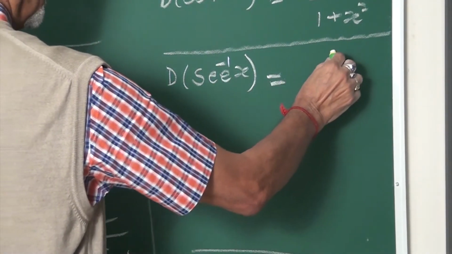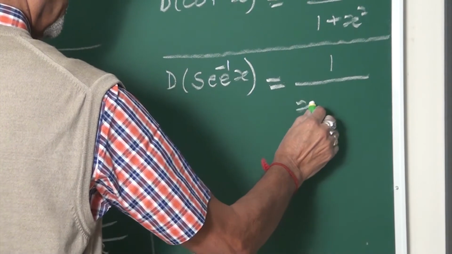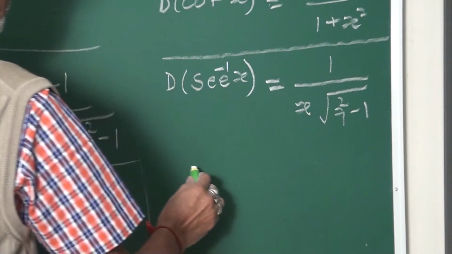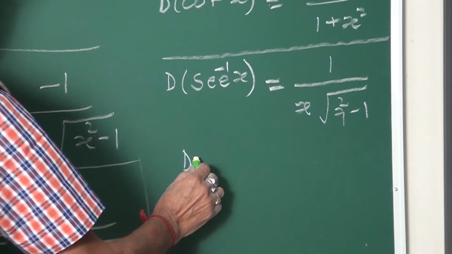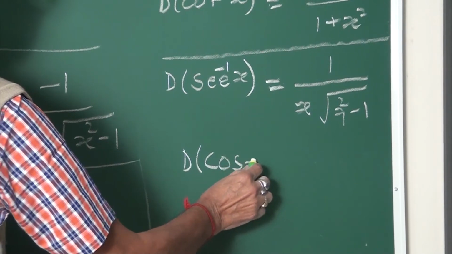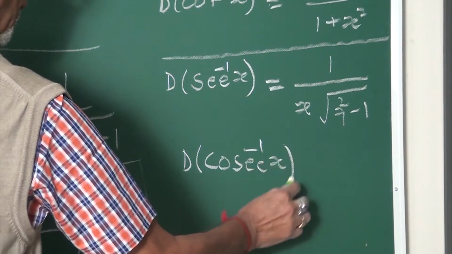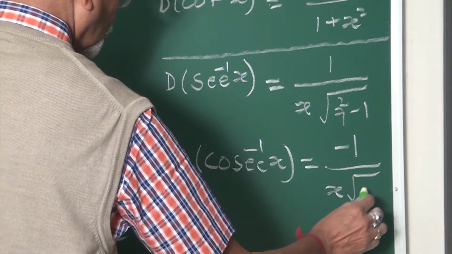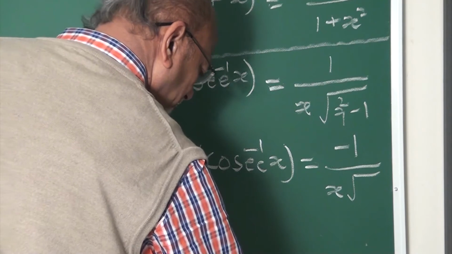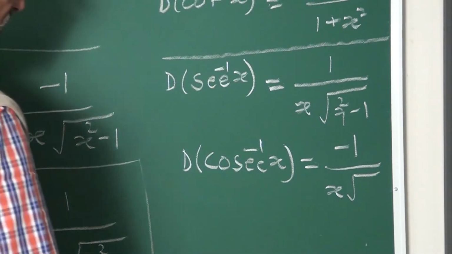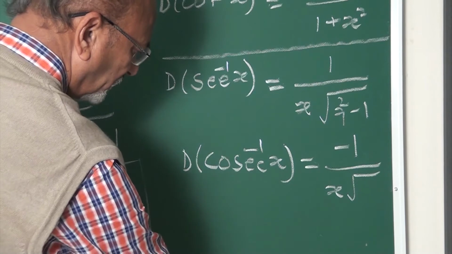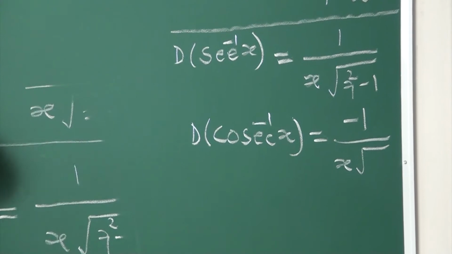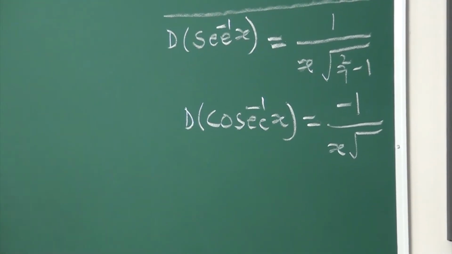What is it? Plus 1 upon x into root x square minus 1. Sixth is derivative of cosec inverse x. Cosec inverse x, same with a minus sign. It is x into root x square minus 1. Yes, my friends. Now, these are the 6 inverse trigonometric functions and their derivatives.